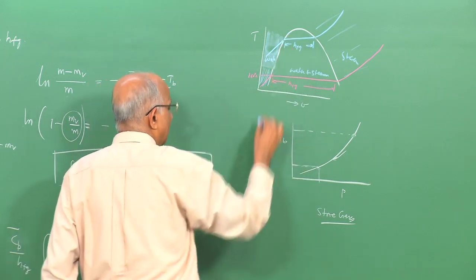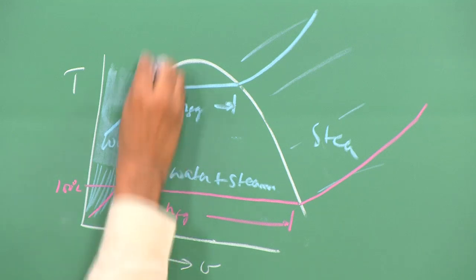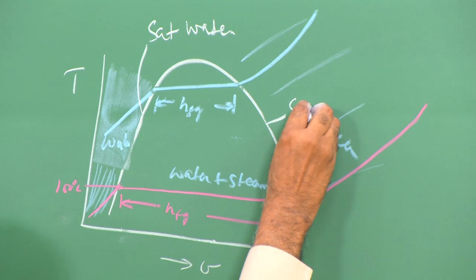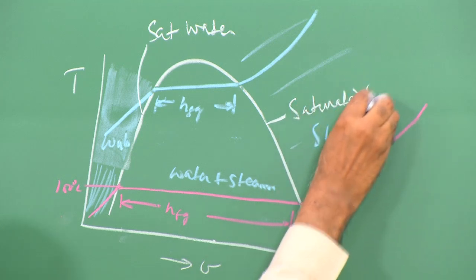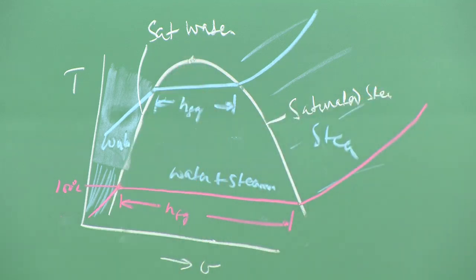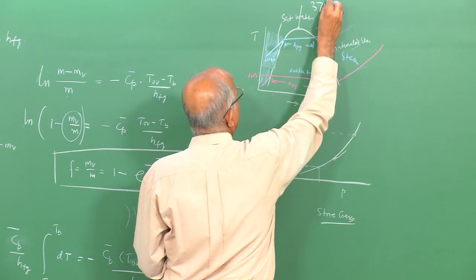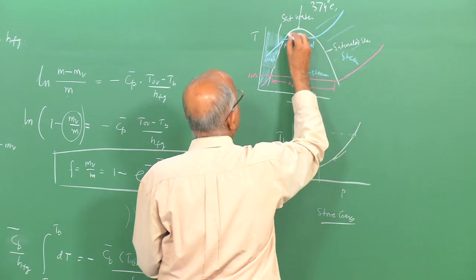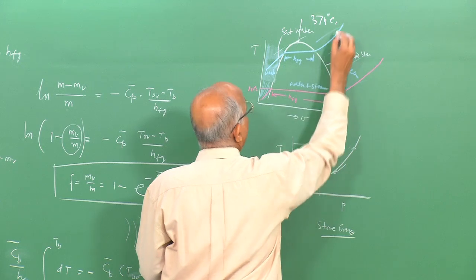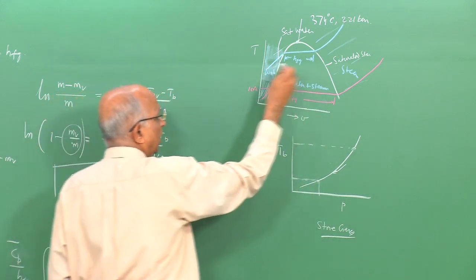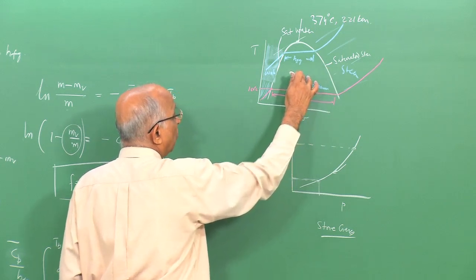The line over here on the left hand side is the saturated water line, and the line on the right hand side is the saturated vapor line or saturated steam line. They meet at the critical point, and the critical temperature for water is equal to 374 degrees centigrade, and the critical pressure, that is the pressure corresponding to this particular point, is 221 bar. This is the temperature for water. You have the water line, steam line, and the two-phase wet steam over here.